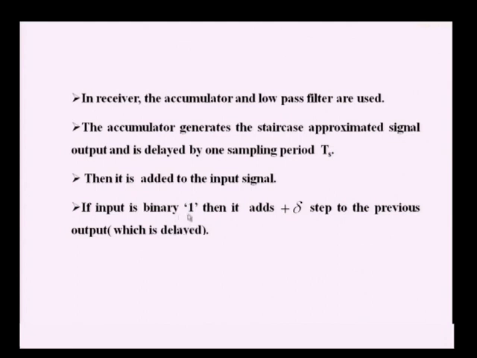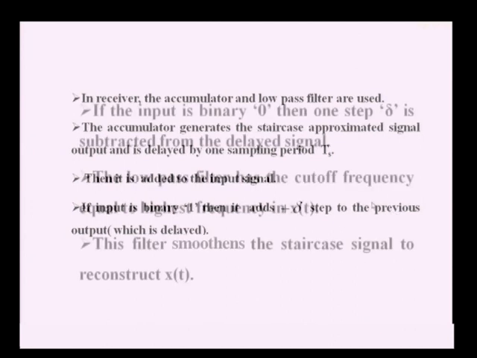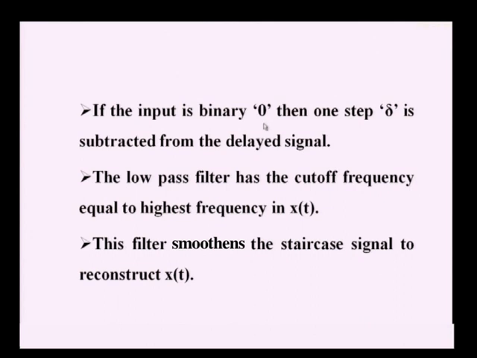When the input binary 1 is received, it adds plus del step to the previous output, which is delayed. If the input is 0, that is, in the case of receiver, if the received data is 0, then one step del is subtracted from the delayed signal. So, this is done at the reception side, and then this data is passed through a low pass filter whose cutoff frequency is the maximum frequency available in the message signal. Basically, this filter is used to smoothen the staircase and reconstruct the signal x of t.